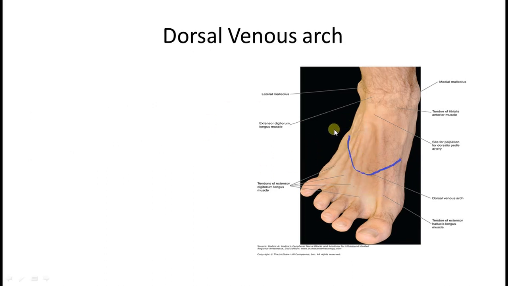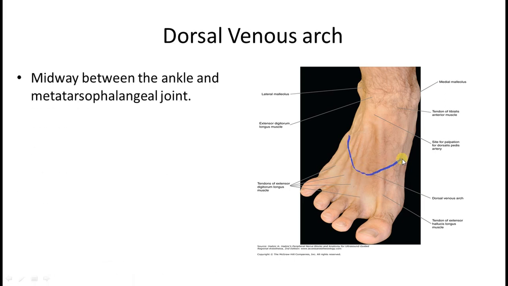Dorsal venous arch. So you put a first point midway between the ankle and the metatarsophalangeal joint. That is the region of the dorsum of the foot you should select. This is the ankle joint, and this is your metatarsophalangeal joint. So you take a midpoint between these two.